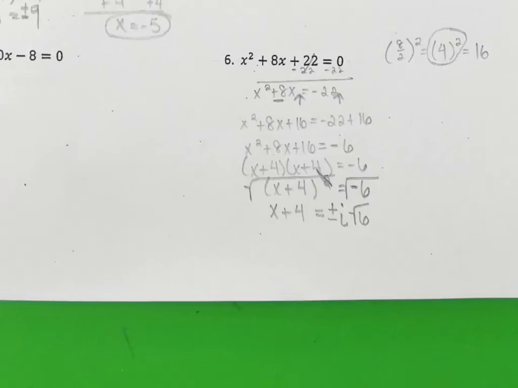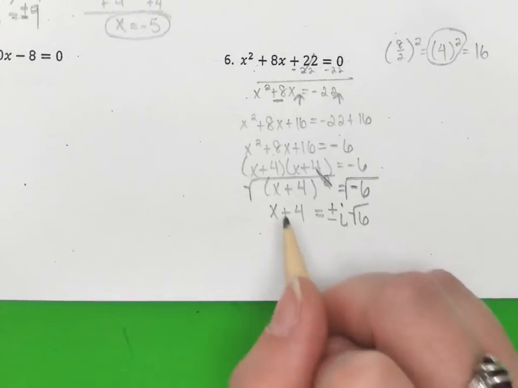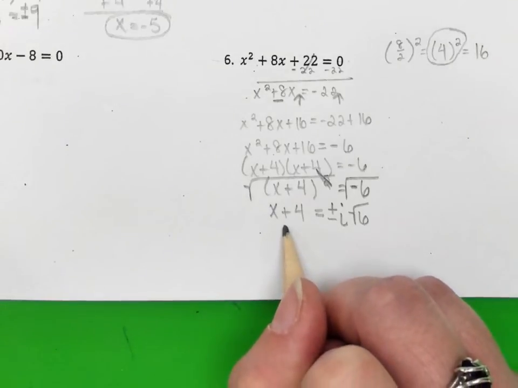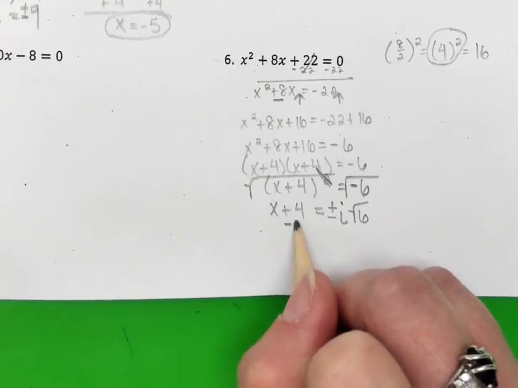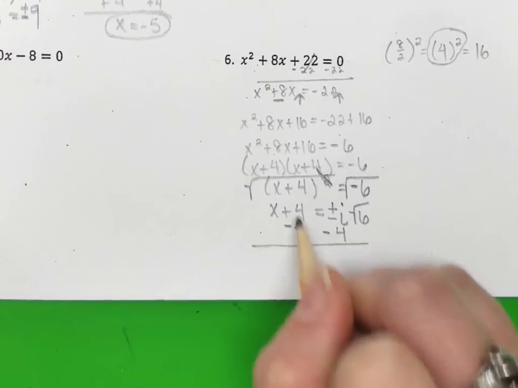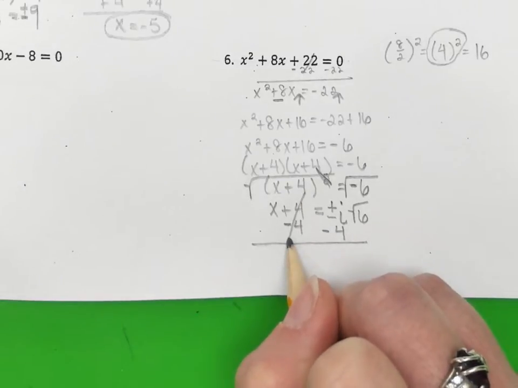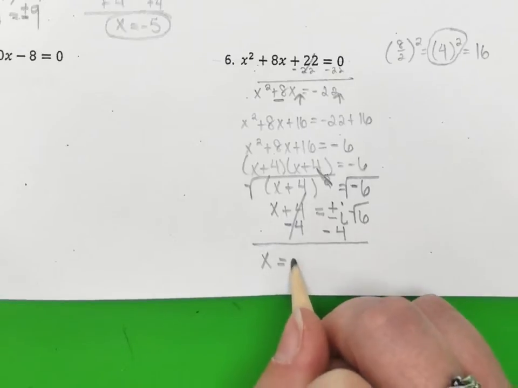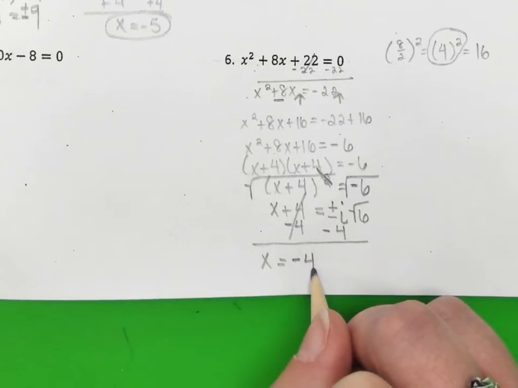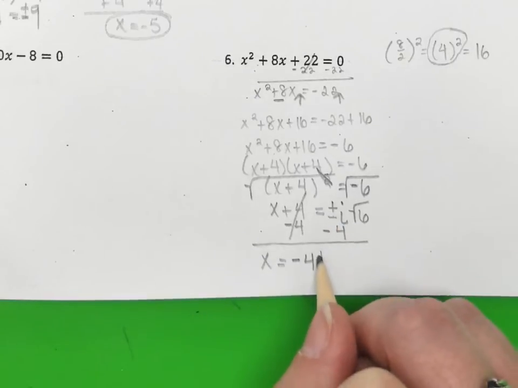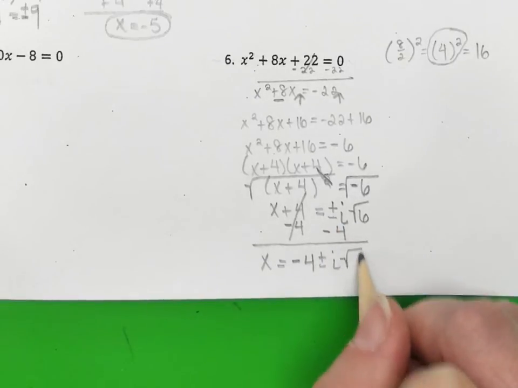Because is 6 on that list? Is 6 a perfect square? No. So how do I move the 4 over? Subtract it. There you go. So x is equal to, the 4 comes first, so it's negative 4. Then what? Plus and minus i square root of 6.